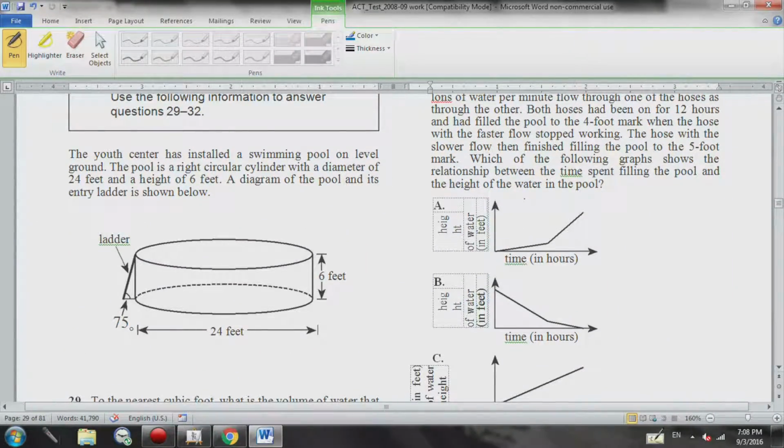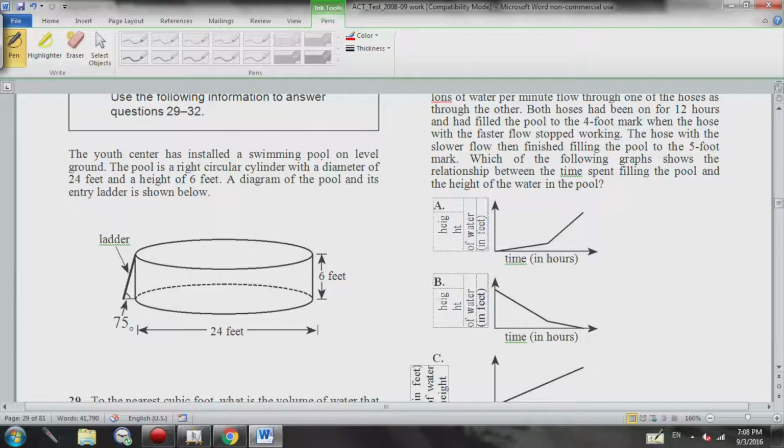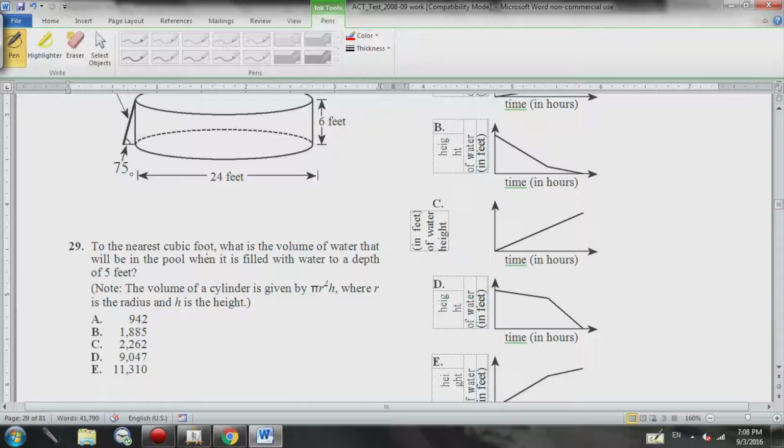Alright, this question says, a youth center has installed a swimming pool on the ground. The pool is a right cylinder with a diameter of this much and height is 6 feet. Okay, there's a ladder too. Alright. To the nearest cubic foot, what is the volume of water that will be in the pool when it is filled with water to a depth of 5 feet.